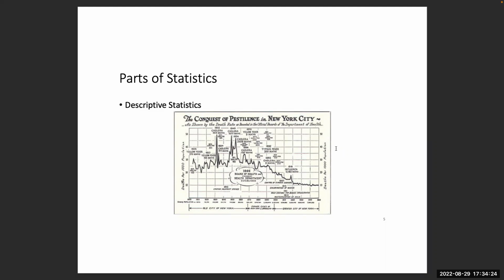So descriptive statistics is describing a population. This is older than this, actually, but these are the first attempts to describe population dynamics. So this is the conquest of pestilence in New York City. In my background, I would probably be labeled as an epidemiologist.